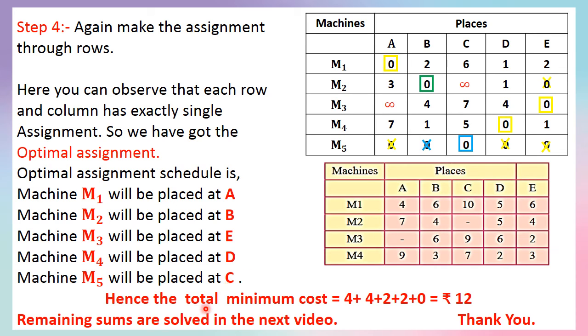So the corresponding minimum cost after making this assignment: we have to select the corresponding cost from the given table. So it is 4 plus 4 plus 2 plus 2 plus 0, which is equal to rupees 12. So this is the minimum cost.